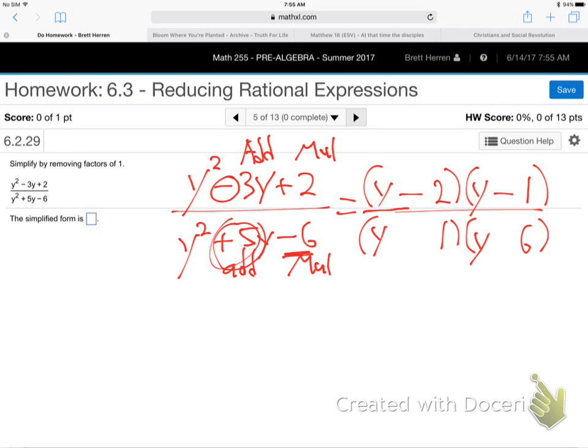Now, the sign in the middle goes on the bigger. Always on the bigger. Plus 6 minus 1 makes plus 5 in the middle, and they multiply to be negative 6, don't they? See how that makes everything work?